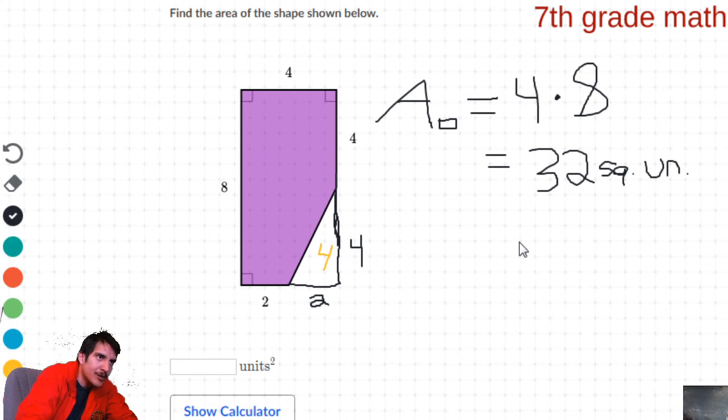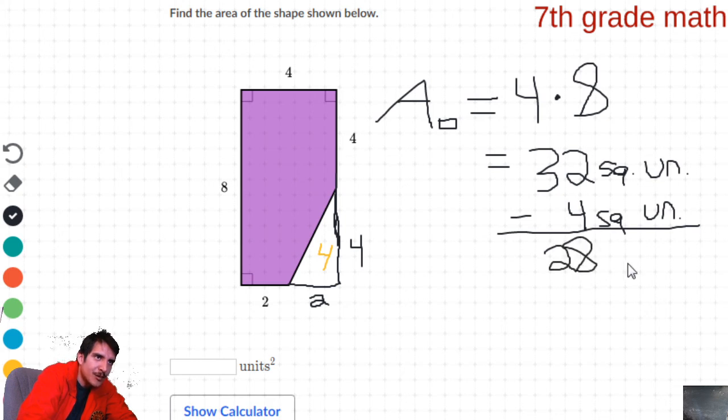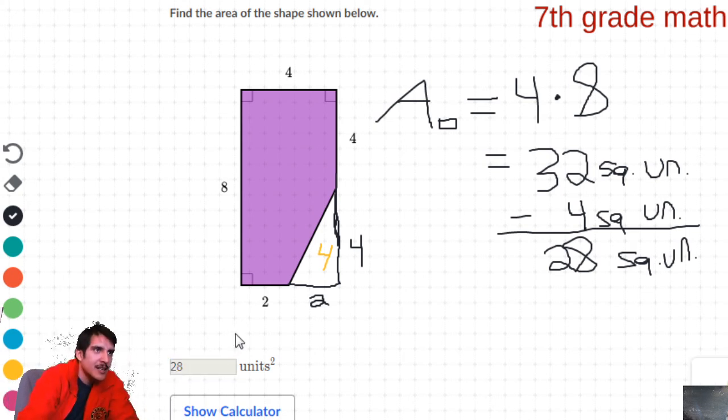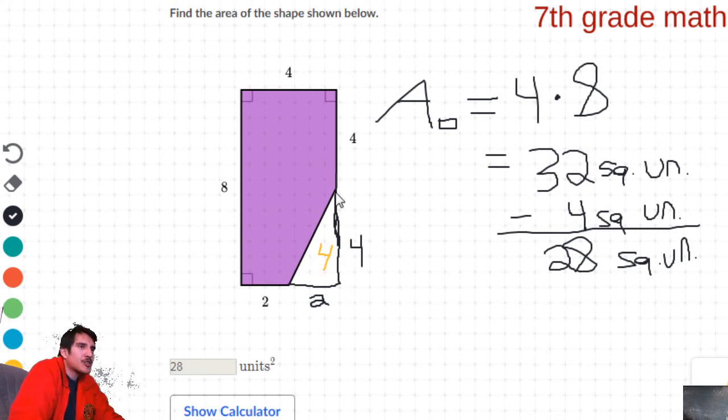So we're going to do 32 minus 4 square units. And I bet some of you can probably do that in your head. So please do that before I finish writing this. 32 minus 4. If you said 28 square units, you are correct. 28 square units. So I'm going to go to the answer, 28, hit enter. Boom. I was going to try to break this up into many shapes, but I think this is the easiest way. It was a full rectangle, but then you just took out this little piece.